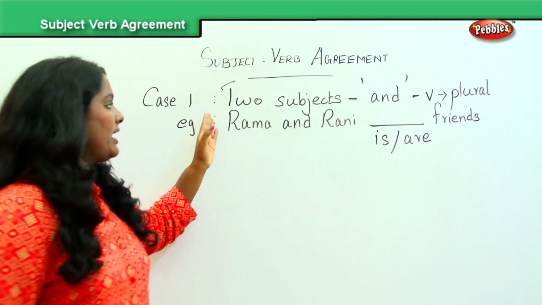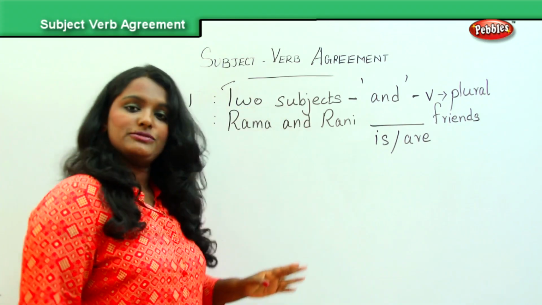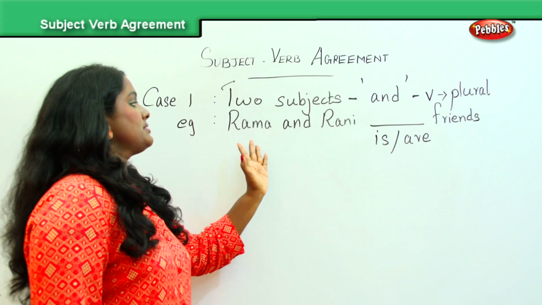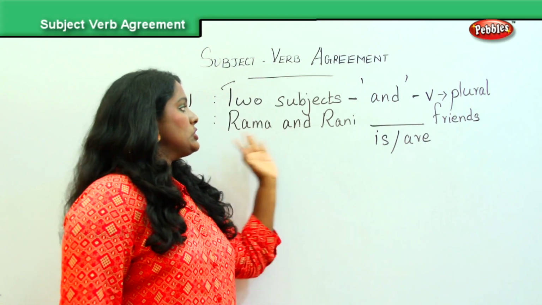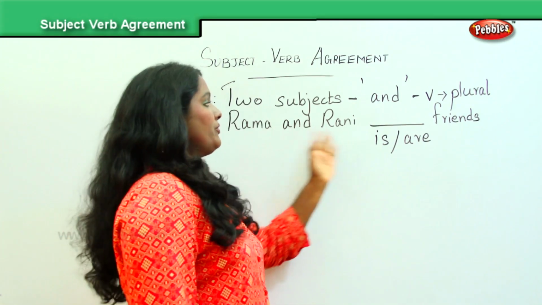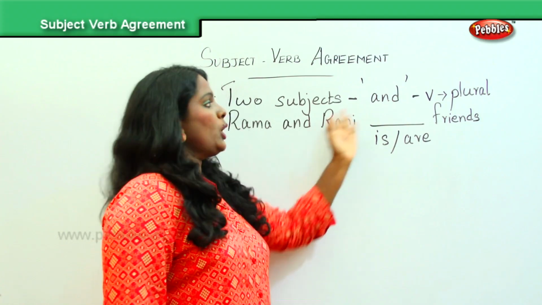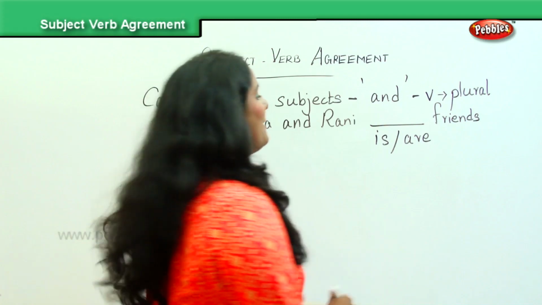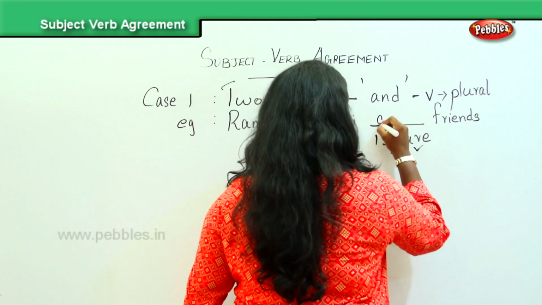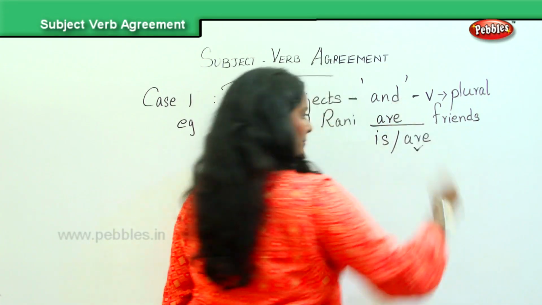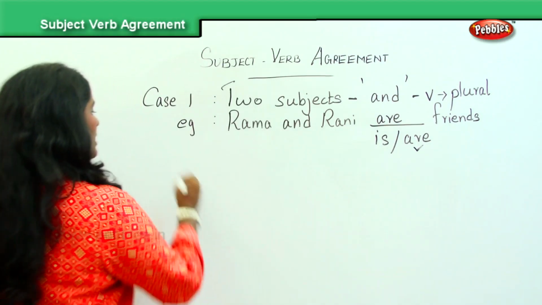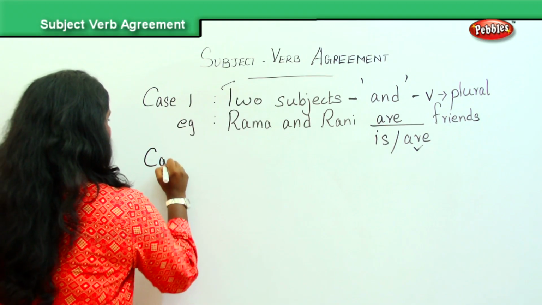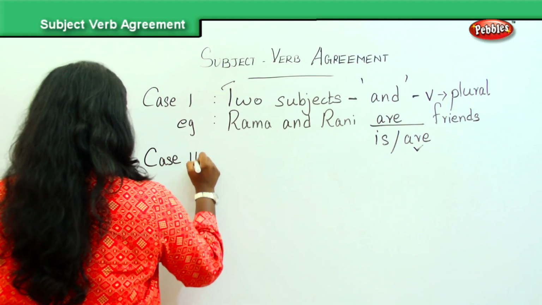Coming back to the case as I said, you have two subjects. Who are the two subjects? Rama and Rani. So, when I have two subjects and both the subjects are joined with the word and, then my verb would definitely be plural. So, this is my plural verb. This is case 1. Next is case 2.